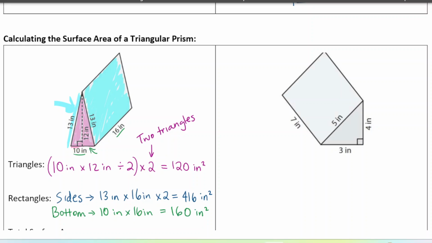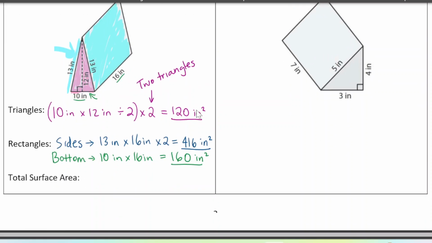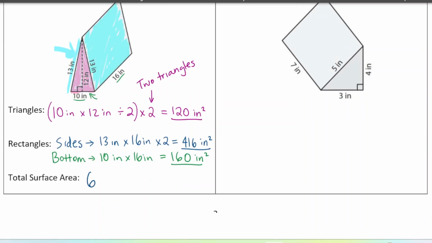I add all those numbers together. The 160, the 416 for the 2 rectangles, and then the 2 triangles is 120. I add all of those together and I get my total surface area, which is 696 inches squared. What I like to do at the very end is just make sure I've added enough areas together, because there are a lot of steps here. It's easy to miss one. So I've done 2 triangles, and then 3 rectangles, 2 here and 1 here. So that's 5 sides altogether. Yes, a triangular prism has 5 sides, 2 triangles and 3 rectangles.